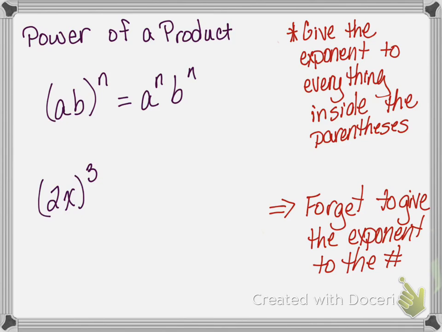So for this one right here, I've got 2x, and all of that is being raised to the third power. What that means is 2 to the third power and x to the third power. That 3 belongs to the 2, and the 3 belongs to the x. Okay, can I figure out what 2 to the third power is? 2 times 2 times 2 is 8. So I have 8x to the third power. Okay. Can I go to the next one?